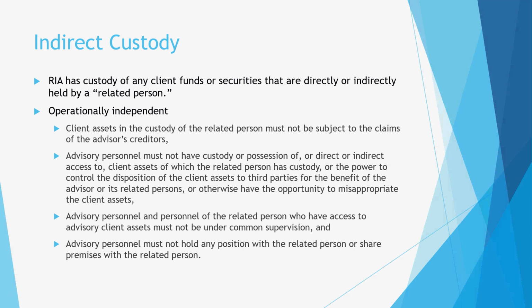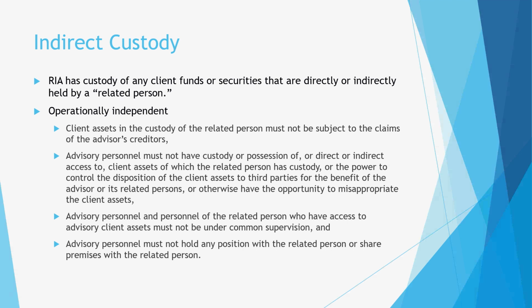If, however, a related person custodian is operationally independent, then there is no requirement for independent verification of client funds and securities. Someone is presumed not to be operationally independent unless these conditions are met, and if no other circumstances can reasonably be expected to compromise their operational independence. So to be operationally independent, the client assets in the custody of the related person must not be subject to the claims of the RIA's creditors.